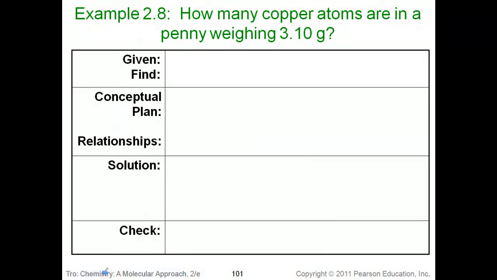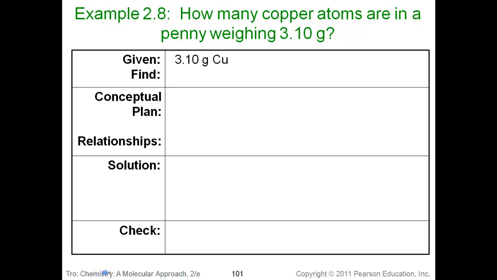Alright, so this one's a little bit more difficult. We need to find how many copper atoms are in a penny weighing 3.10 grams. So what's different about this problem is we have to convert the grams to moles, and once we get moles, we know the relationship between moles and Avogadro's number to actually find out how many atoms of copper we have. So we're going to have 2 conversion factors in this problem.